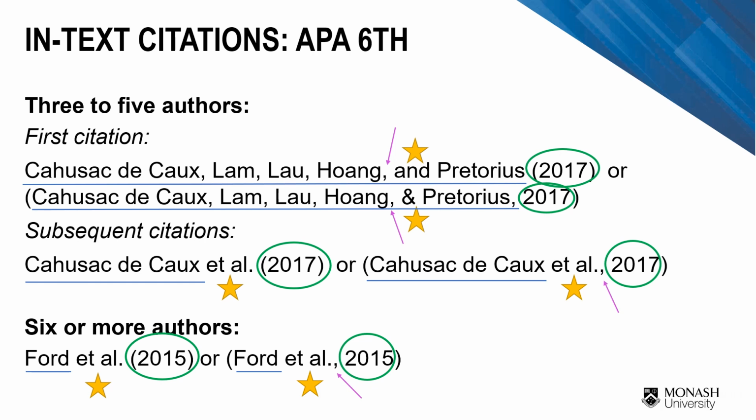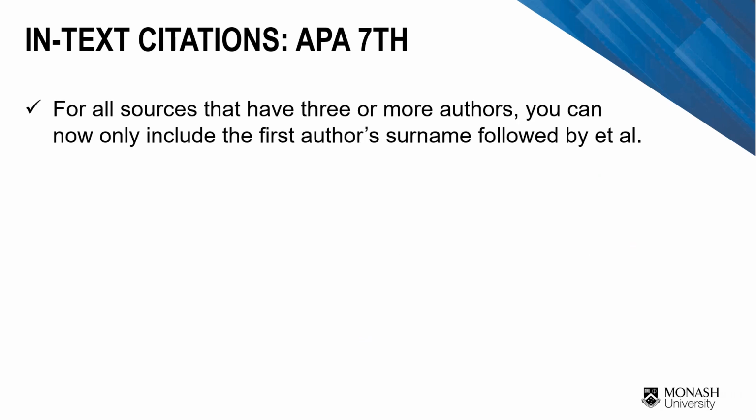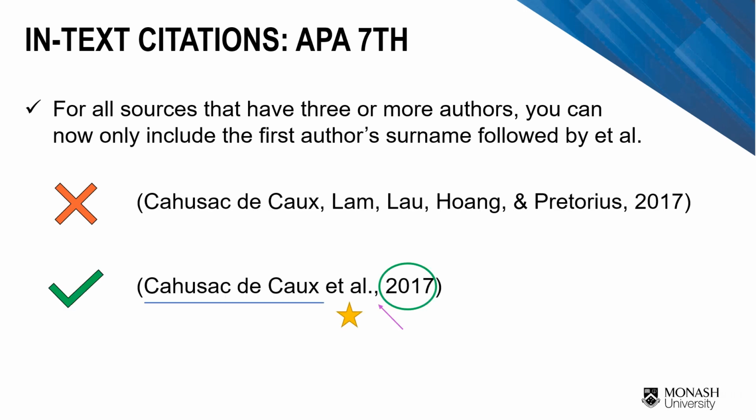The APA 7th style has simplified the rules for multiple authors. In the new APA 7th style, all sources that have 3 or more authors are listed as the first author's surname followed by et al., a comma, and the year of publication.